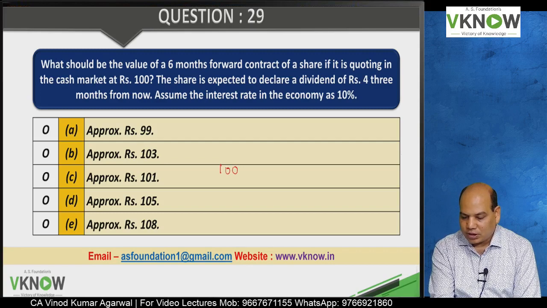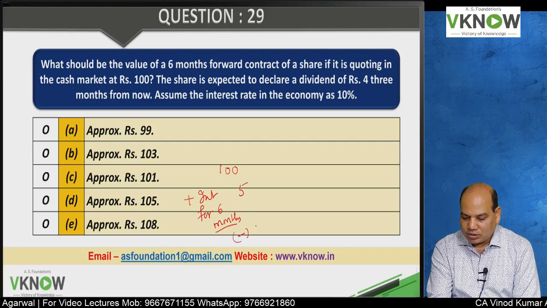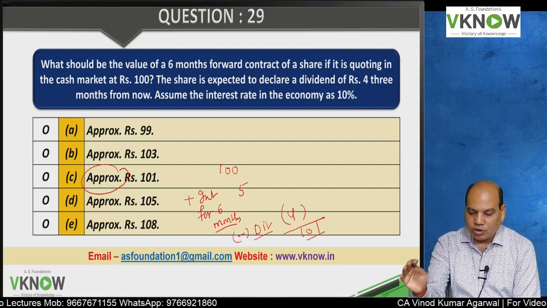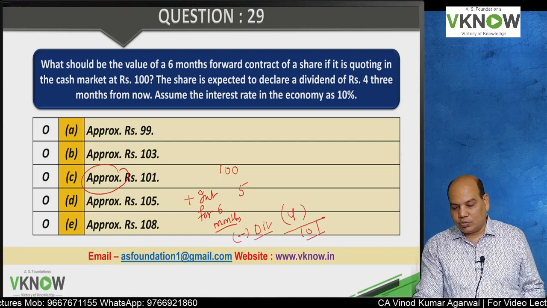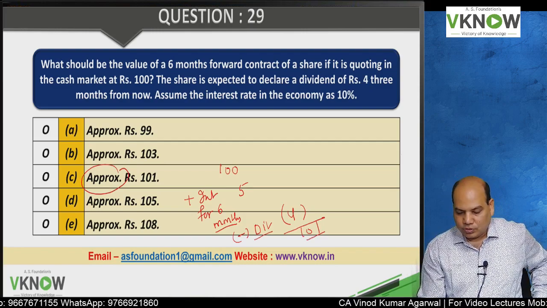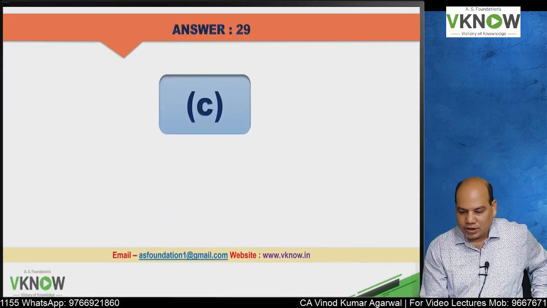100 rupees is the cash market price. Interest for 6 months will be 5 rupees minus dividend 4 rupees. So the answer is 101 approximately. We don't want accurate answer. So the answer is approximately 101. Do we have 101? Yes, is right.